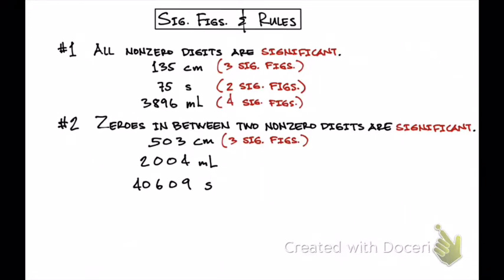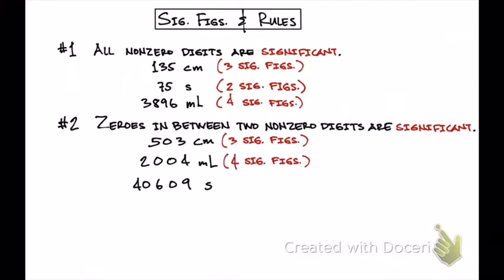And the answer is yes. These 2 zeros are in between 2 non-zero digits, and so both zeros do count as significant. So in this measurement, 2,004 milliliters, you have a total of 4 significant digits.